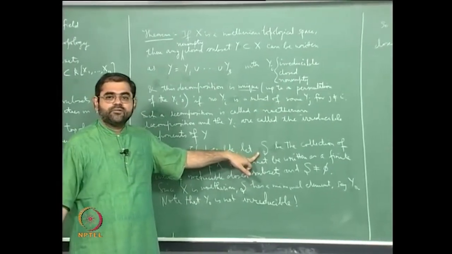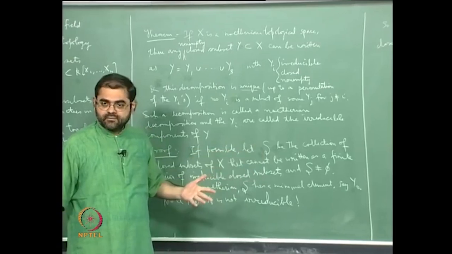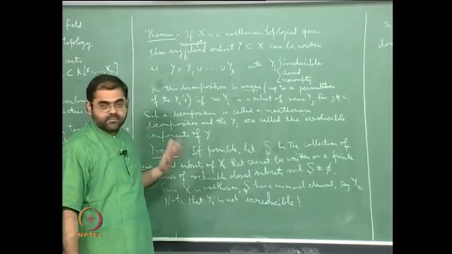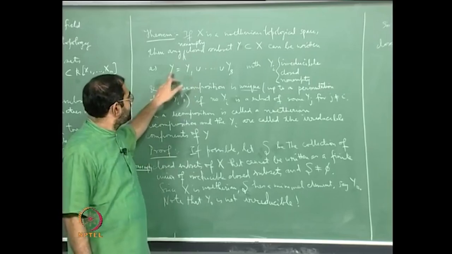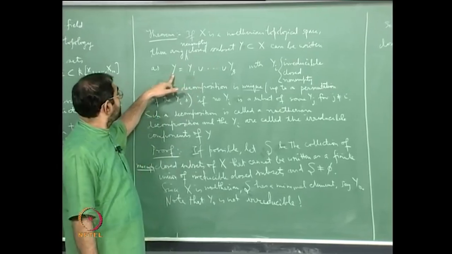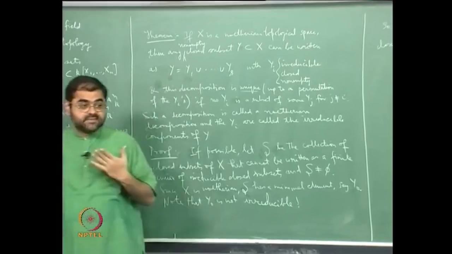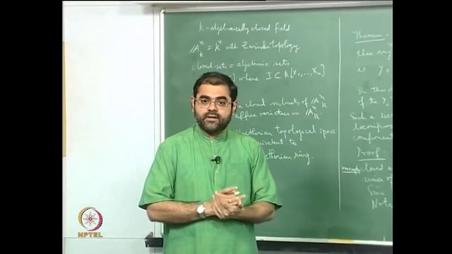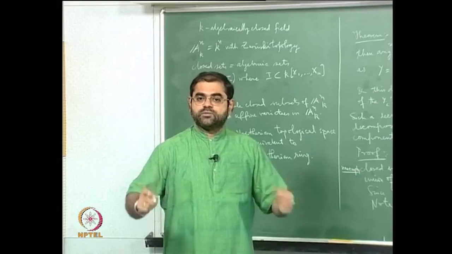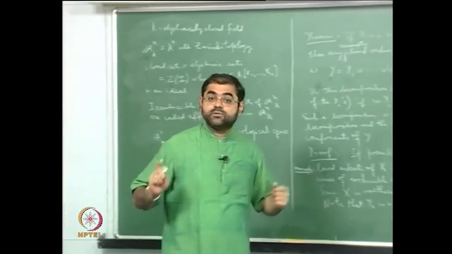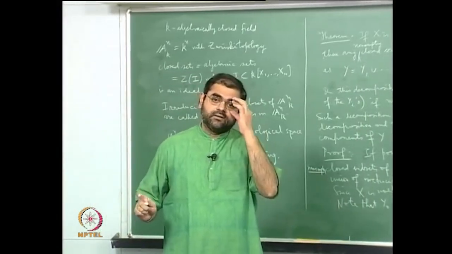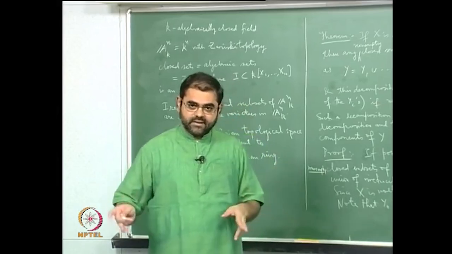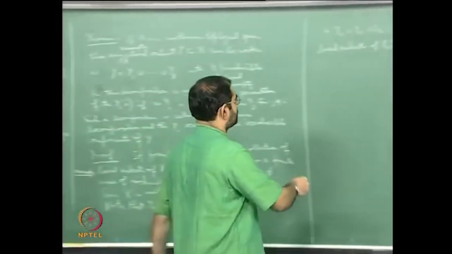So this contradiction tells you that script S has to be empty, and this argument finally tells you that every non-empty closed subset can necessarily be broken down into finitely many irreducible closed subsets. So this gives you the existence of a decomposition, not yet the uniqueness. We'll get the uniqueness next. Let me write that down.